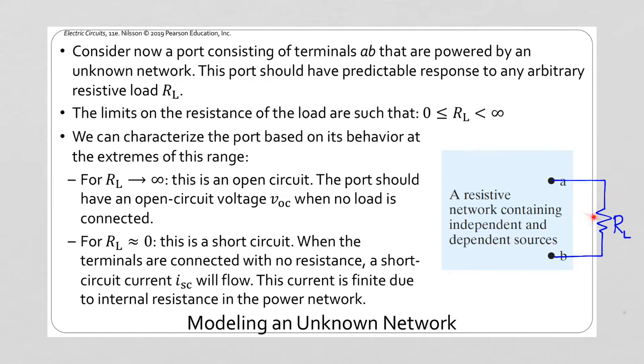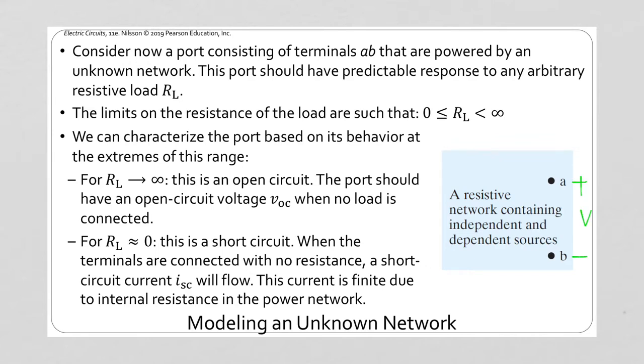If we want to make this a truly arbitrary load that could be any value, well, we know that the resistance could be anywhere from 0 to infinity. If we want to characterize the behavior of this network, we can characterize the behavior at these extremes. For example, as the load resistance gets larger and larger and approaches infinity, this is an open circuit. This means that you have no connection, and essentially you have no load resistance connected.